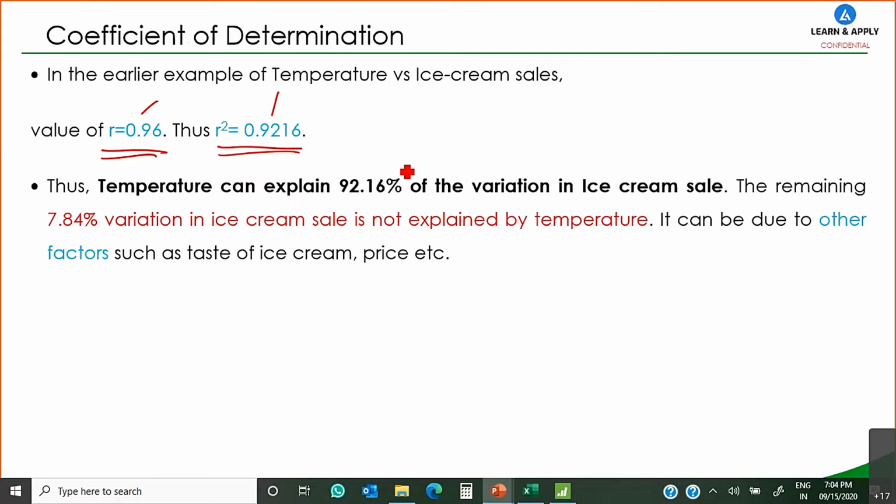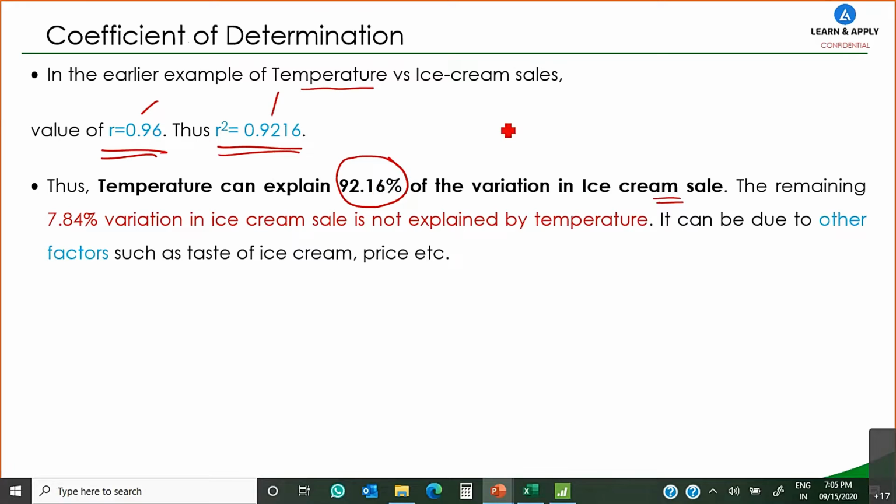So how much percentage of variation will be explained by the second term with respect to the first term? That will be indicated by this R square value. The R square value for the temperature and ice cream sale example was 0.9216. So what is meant by that? Temperature can explain 92.16% of the variation in the ice cream sale.